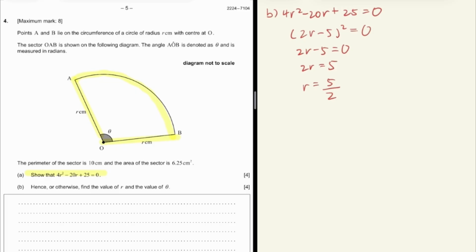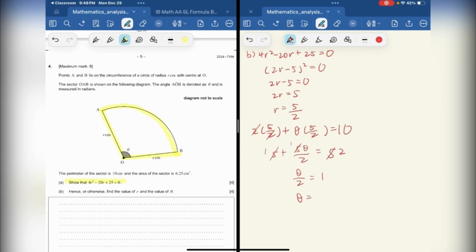Then we go back to the previous formula. 2r plus r theta equals 10. So then we sub in the value of r. So that would be equal to 2 times 5 over 2 plus theta times 5 over 2 equals 10. And so we would cancel this out. And so theta equals 2.